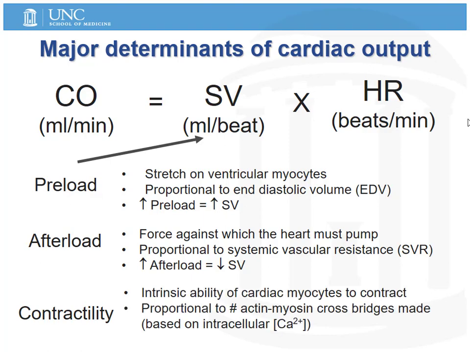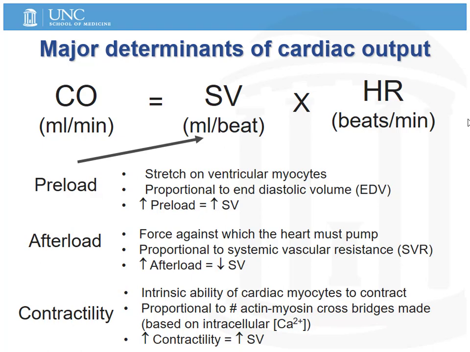Contractility is the intrinsic ability of the cardiac myocytes to contract, and it's proportional to the number of actin-myosin cross-bridges that are actually formed based on the intracellular calcium concentration. Contractility is not affected by preload and afterload. When contractility increases, stroke volume also increases.